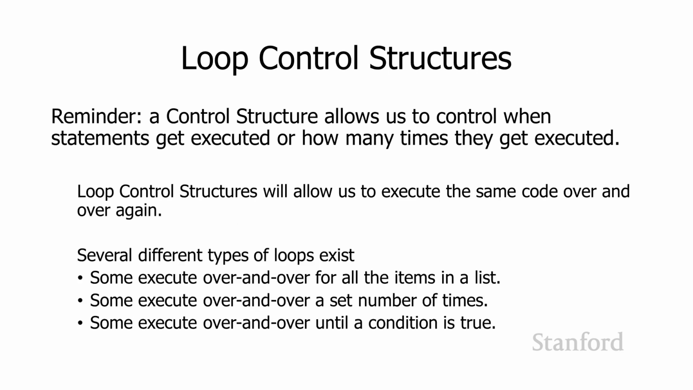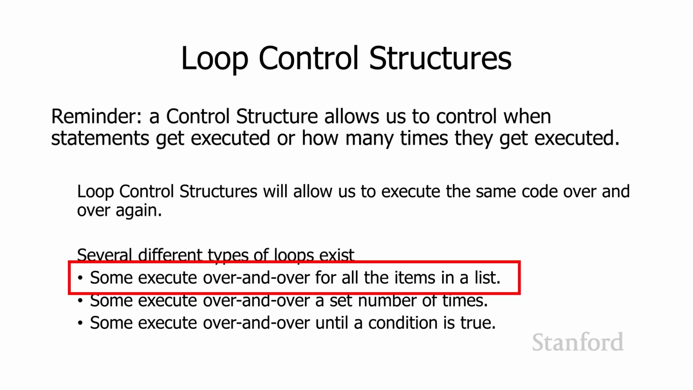The loop control structure will allow us to execute the same code over and over and over again, and there are several different versions of this. The simplest one executes the code over and over again for all the items in a list. You can also execute the same code over and over again for a set number of times. And you may also execute the same code over and over again until a particular condition is true. We're just going to take a look at that first one. It's the most straightforward. It's pretty easy to use, and it's very useful.